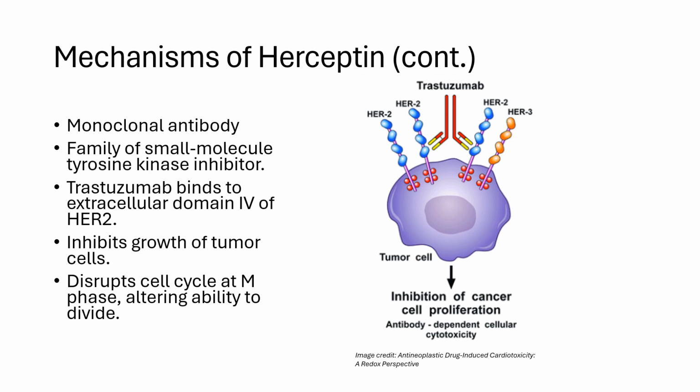Again, like previously mentioned, it is a monoclonal antibody that belongs to the family of small molecule tyrosine kinase inhibitors. Trastuzumab binds to domain 4 of the HER2 protein, and then this leads to the inhibition of cell proliferation. Within the cell cycle, trastuzumab disrupts the M phase of the cycle, altering the cell's ability to divide.